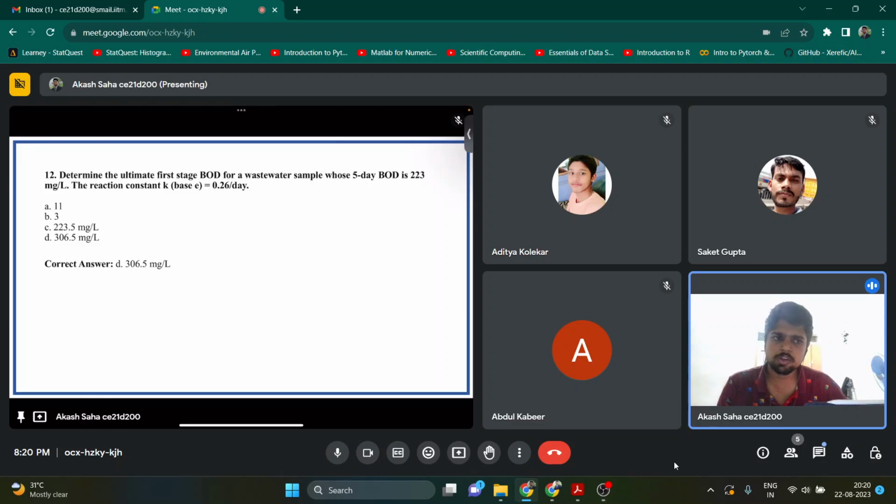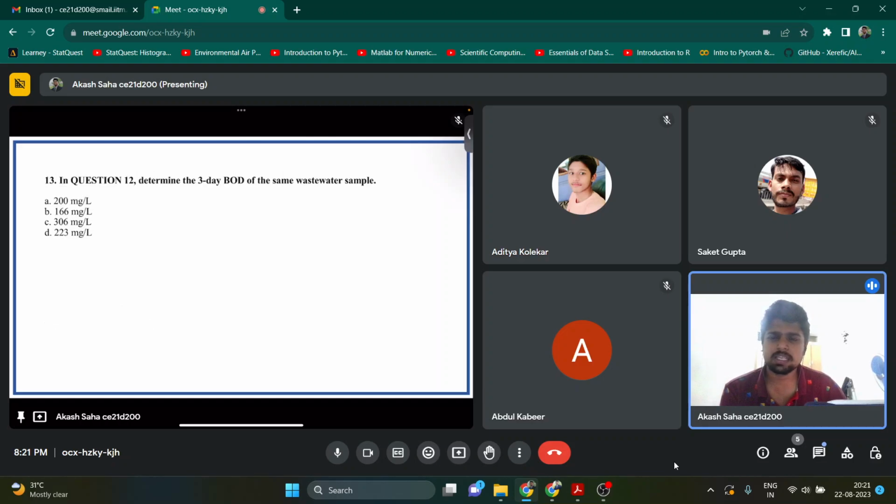This is the answer. Are you able to get this answer? For this question, there is no need to solve because my ultimate BOD will always be greater than my 5-day BOD. So we can directly take it as 306.5. Again, a similar equation: 223 is equal to ultimate BOD into 1 minus e to the power minus 5 into 0.26. Now it is asking about the 3-day BOD. Again, we will put in the same equation, so I am not discussing it.